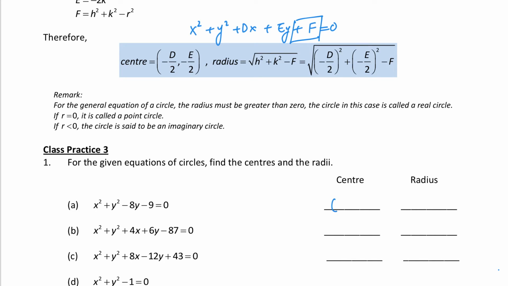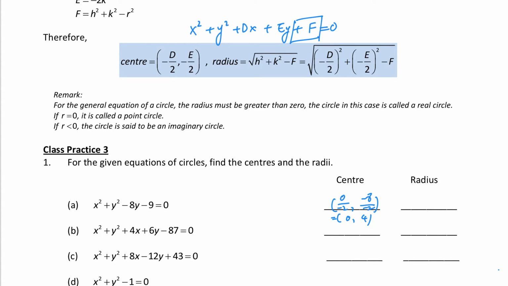Center. This is the equation of the circle. What is the coefficient of x? We do not have an x term. That means the coefficient of x is equal to 0. So it's 0 over negative 2, and negative 8 over negative 2. Simplify it, which is equal to 0 and 4. Remember, this is h and this is k.